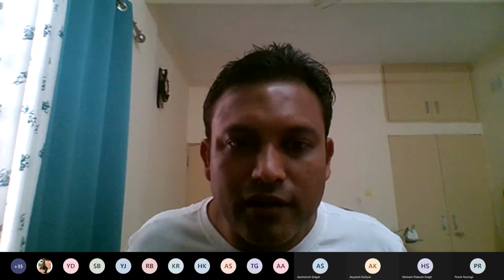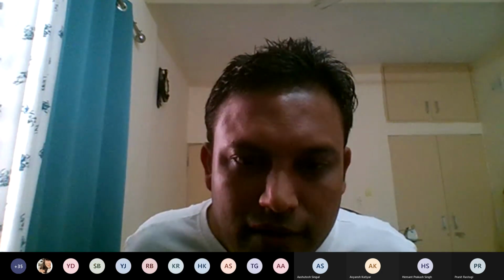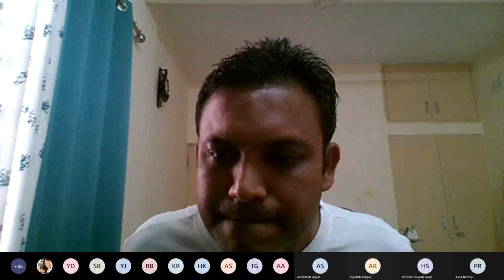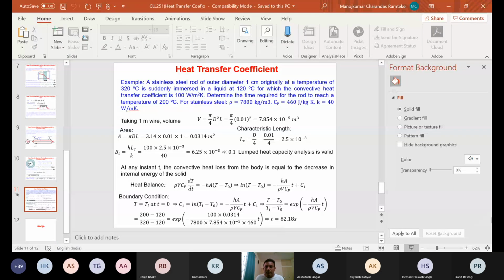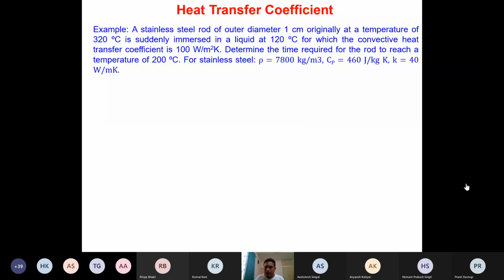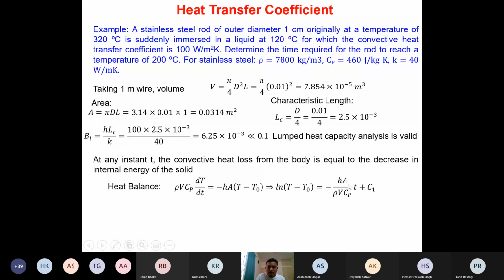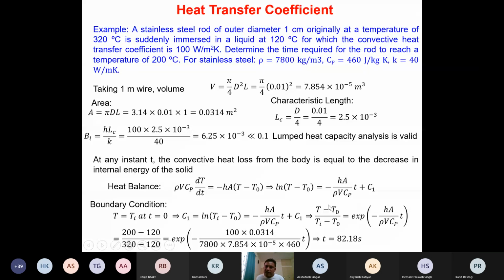So let me just project today's lecture. This equation, the left hand side is the same, but the right hand side is only looking at the rate of heat transfer taking place because of convection on the fluid side. So we can put all the values in this particular equation.